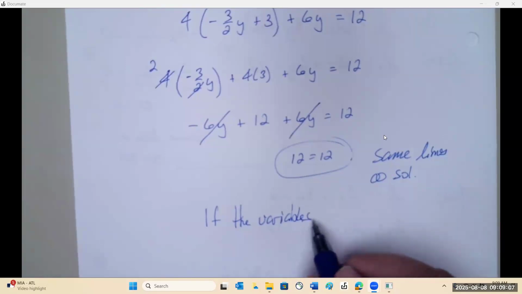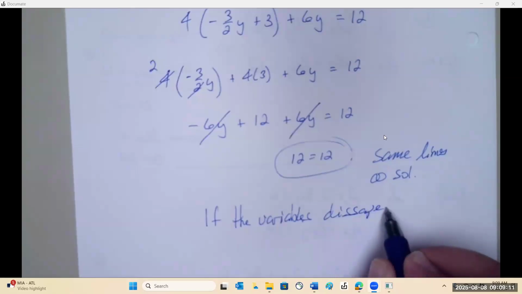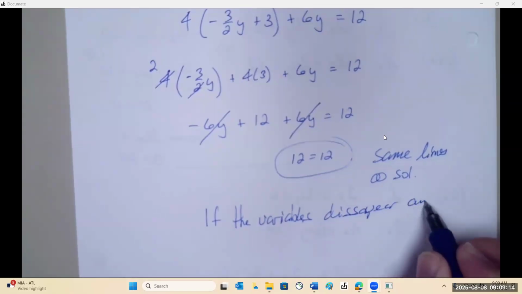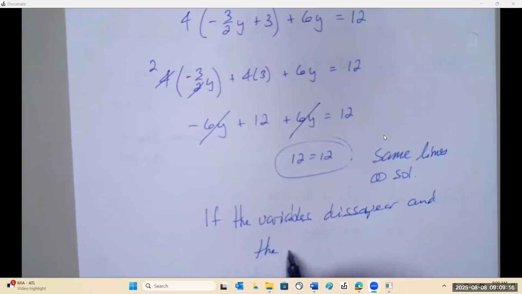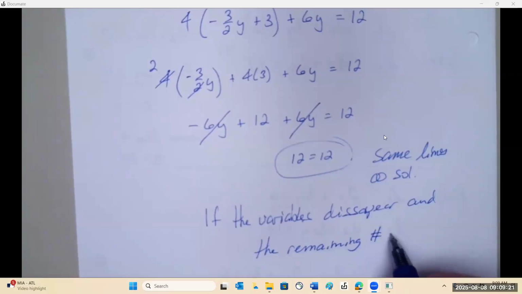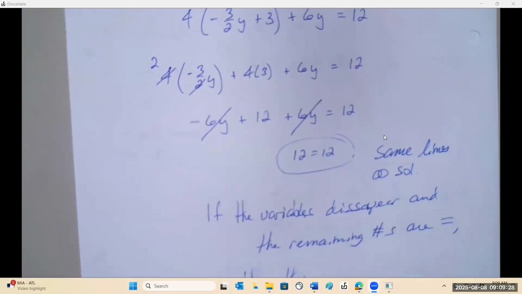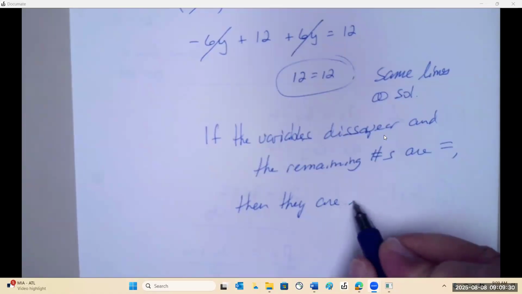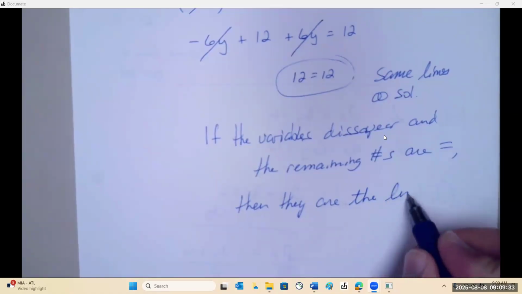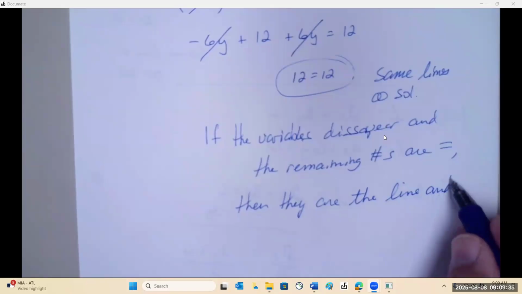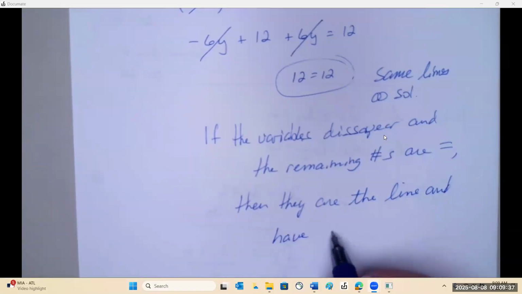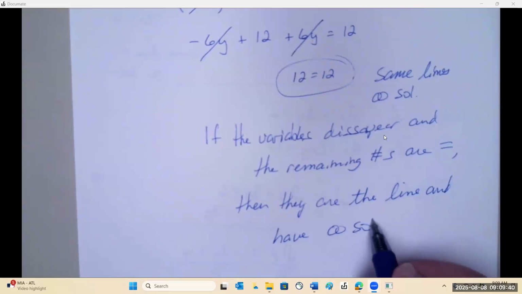So if the variables disappear and the remaining numbers are equal, then they are the same line and have infinite solutions.